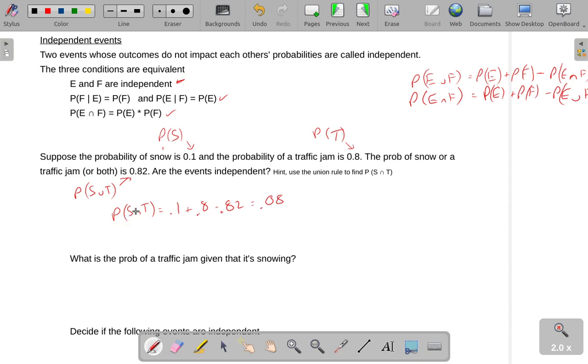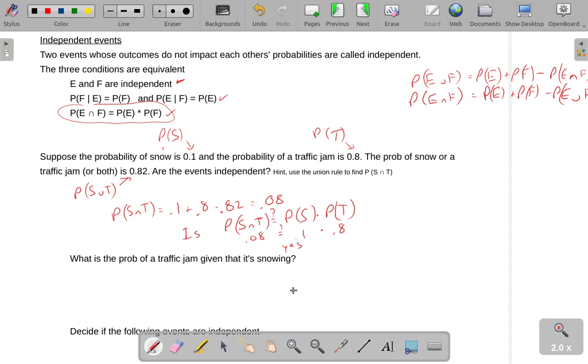So to tell if these are independent events, is it true that the probability of S intersect T equals the probability of S times the probability of T? Like I said, I'm testing this condition right here. It says the probability of the intersection of the two is equal to the product of their probabilities. That's all I'm doing here. I'm saying, is this a true statement? And I'm checking this, so I'm going to put a question mark over it. So 0.08 equals, with a question mark, 0.1 times 0.8. Is that a true statement?